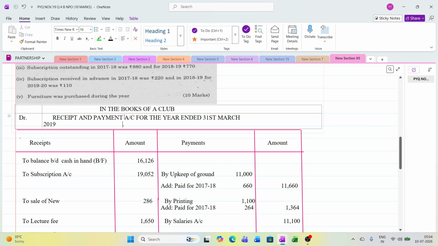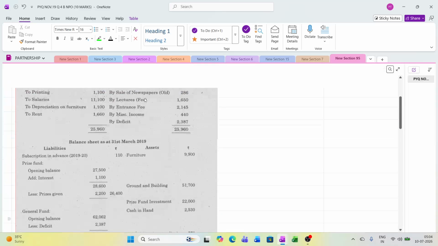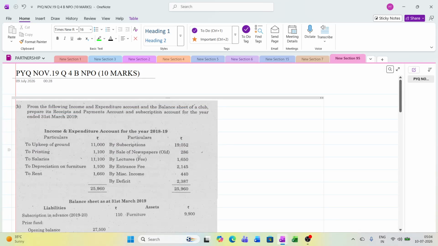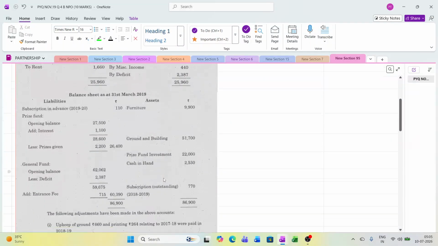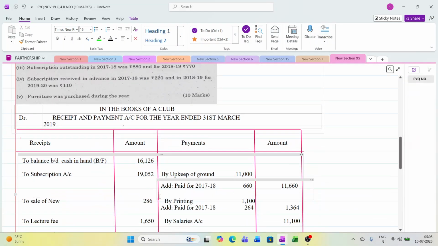Next item, I am writing the receipt side for the first time, so I am writing subscriptions. This we do not know. We have to prepare the subscription account, and only then will we be able to write it in the receipt and payment account. The second item is sale of old newspaper. There is no adjustment, so just write the amount, 286.